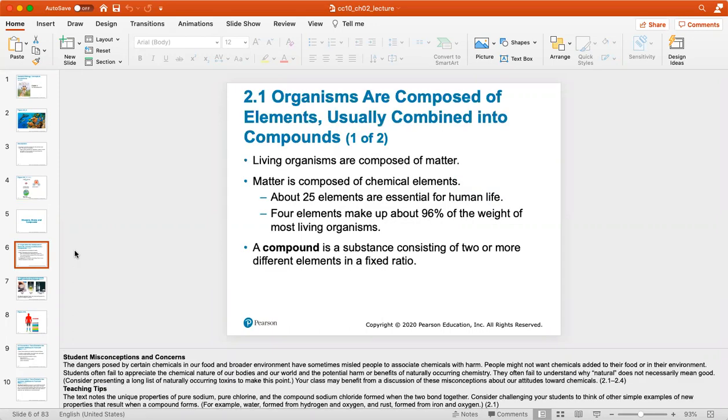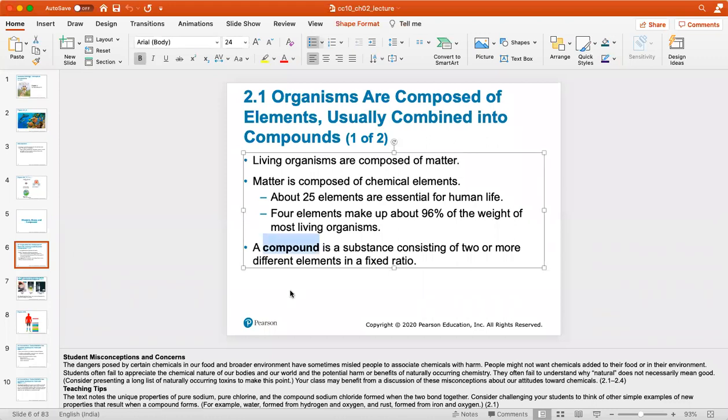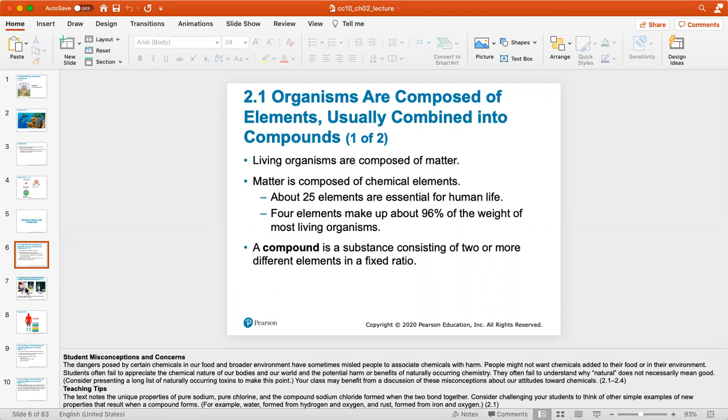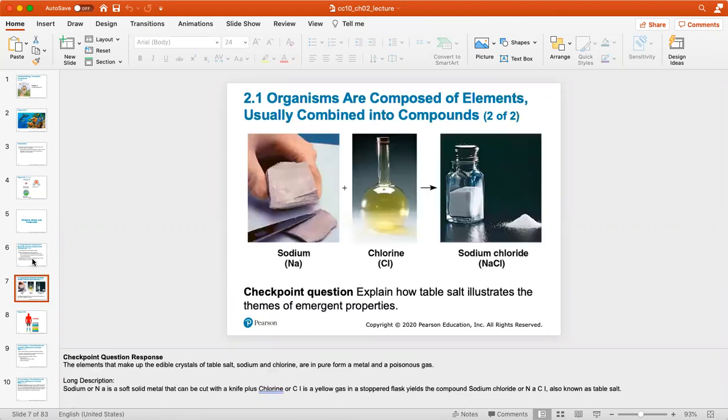Living organisms are all composed of what we call matter, and matter is composed of chemical elements. About 25 elements are essential for human life, and 4 elements make up about 96% of the weight of most living organisms. When we talk about a compound, a compound is a substance consisting of 2 or more different elements in a fixed ratio. So organisms are composed of elements, usually combined into compounds.